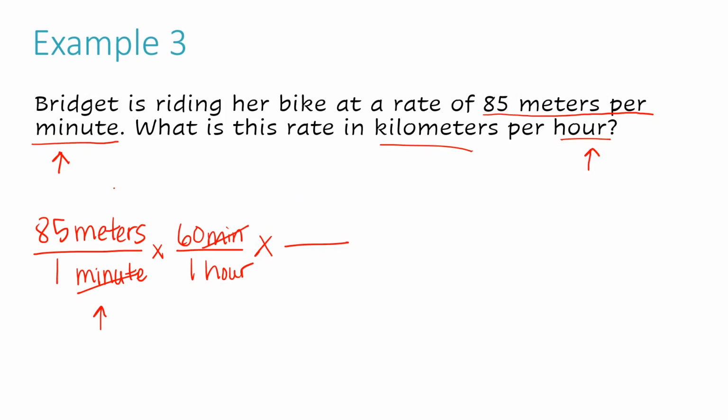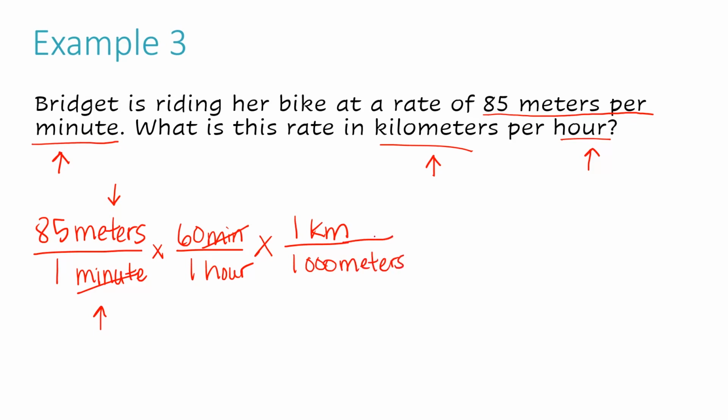So I'm going to consider what I was given. And over here, the first fraction that I wrote was 85 meters per 1 minute. So the meters is what needs to convert to kilometers. So do I know a relationship between meters and kilometers? I have to think about it. And I'm like, oh yeah, I know that for every 1 kilometer, that is the same thing as 1,000 meters.